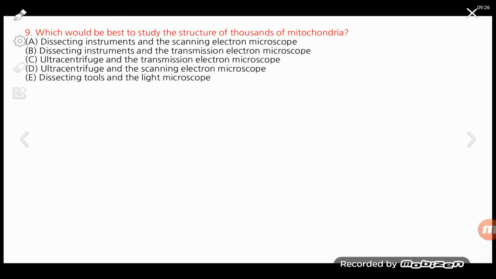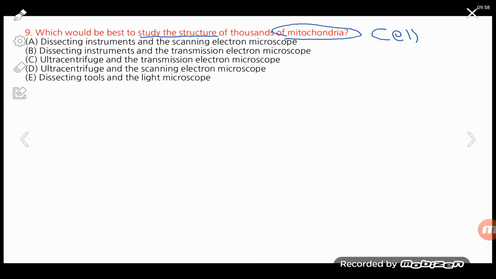Question 9. Which would be best to study the structure of thousands of mitochondria? So guys, we know that mitochondria are organelles found inside the cell, so they are smaller than the cell. We need to study the structure, meaning the structures and details of the mitochondria, which are found inside a cell. So how can we study it?